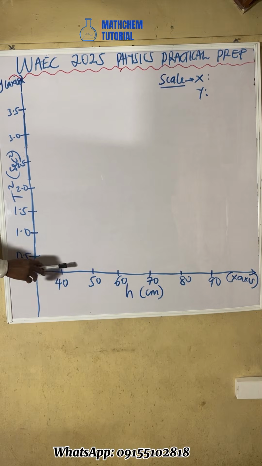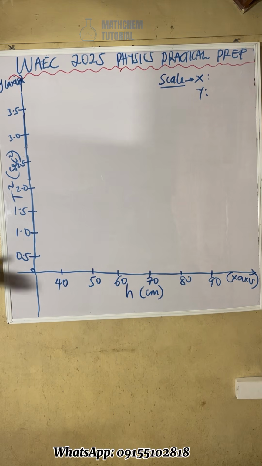So 40, 50, 60, 70, 80. Remember that our values are just 40, 50, 60, 70, 80, but I only included that 90 there, just in case there's any space left. So let this 40 be on 2 centimeter. I mean 2 lines from the graph I showed you with that ruler right now. So let that 40 be on 2 centimeter.